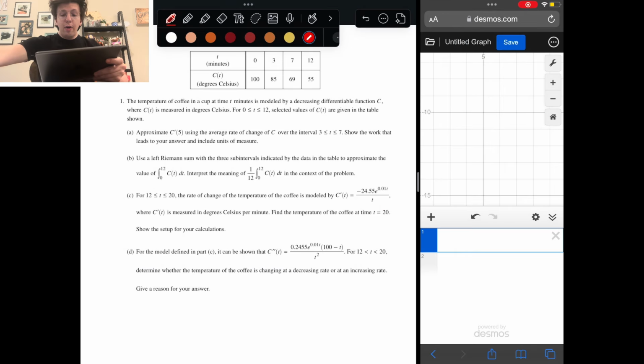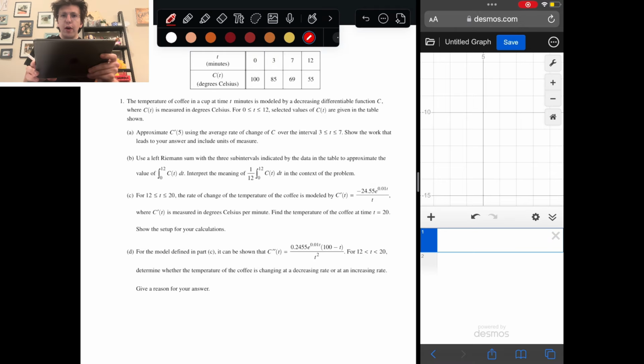Hello everyone. Okay, so today we are going to be talking about 2024 FRQ number 1. This was a graphing calculator question and it did show up on the AB and the BC portion. This question focuses a lot on table analysis. All right, so let's get started with this problem.